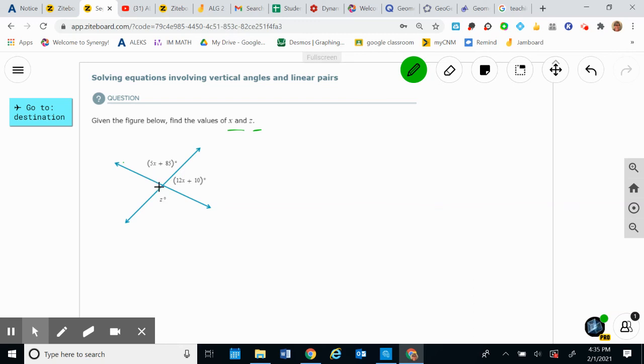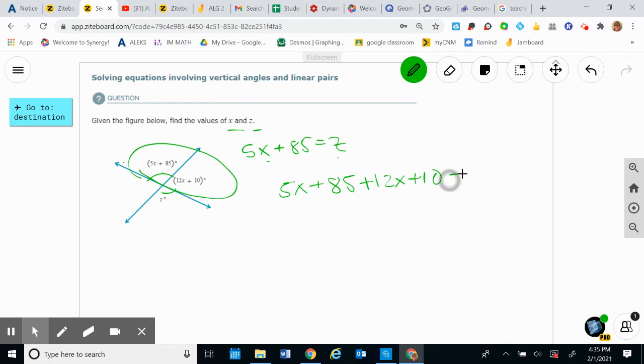So again, look here. I know these two are vertical angles, and I could say 5x plus 85 equals z, but I can't solve that because there are two variables. So instead, look at the linear pair. 5x plus 85 plus 12x plus 10 equals 180. 5x plus 12x is 17x. 85 plus 10 is 95, equals 180. Subtract 95 from both sides.